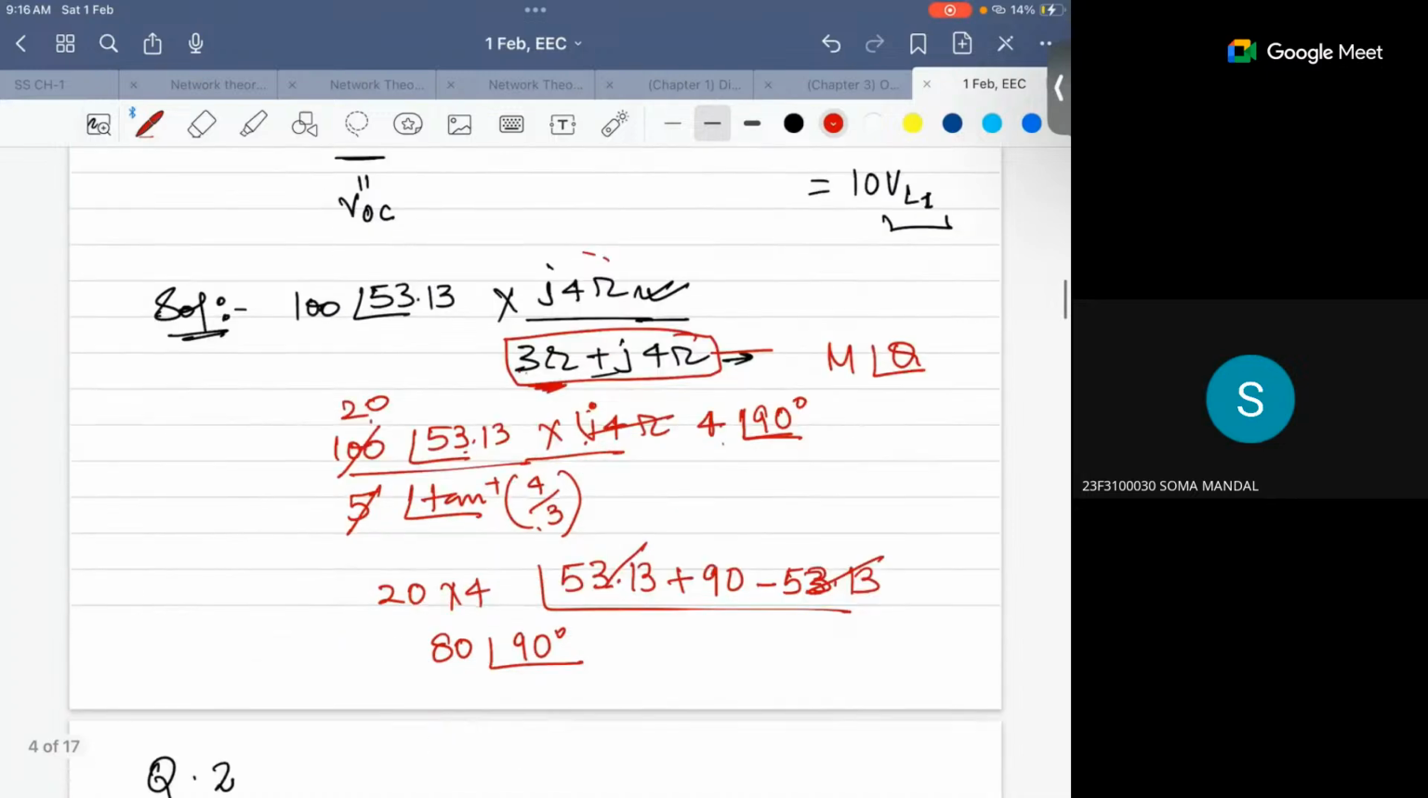Okay, so this is the value across the inductor, and now if you multiply by 10 you'll get the Thevenin voltage. Is it fine for everyone? Can we move to the next problem?